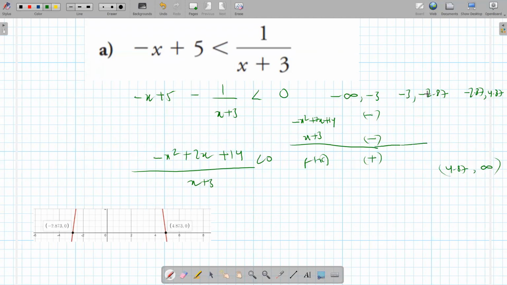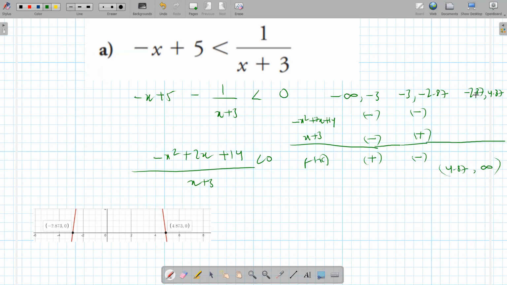Between negative 3 and negative 2.87, you can see this only becomes positive after 2.87. That means this guy is negative. Here I can just plug in negative 2.8 or 2.9. This will give me a positive. That means the entire thing is negative.